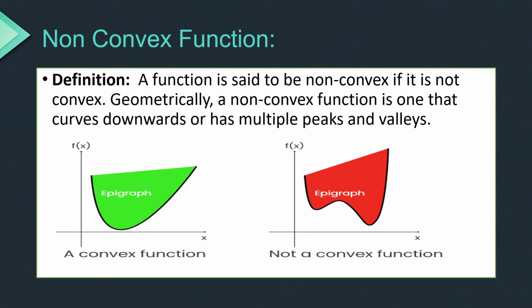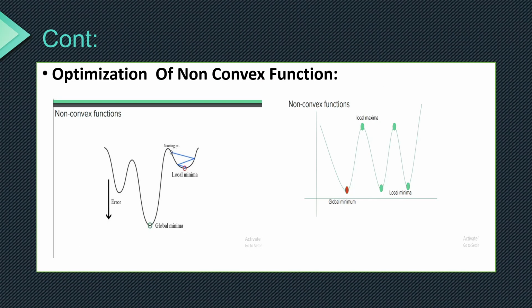Non-convex function. A function f is said to be a non-convex function if it is not convex. That means it has multiple peaks and valleys. The non-convex function has multiple local minima points and one global minimum point. In order to optimize the non-convex function, when we use alpha as a learning rate, it will get stuck at a local minima point, which need not necessarily be the global minima point. So it is the major disadvantage in the non-convex functions.